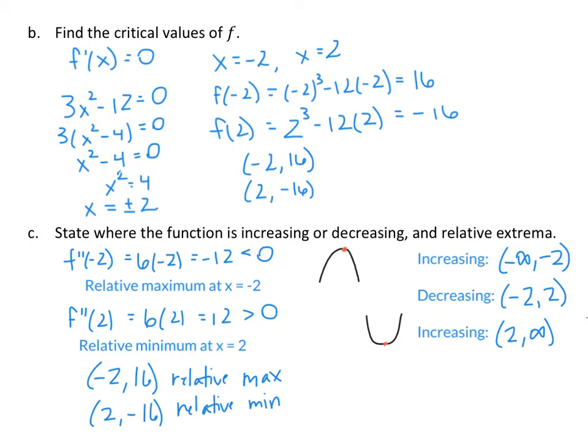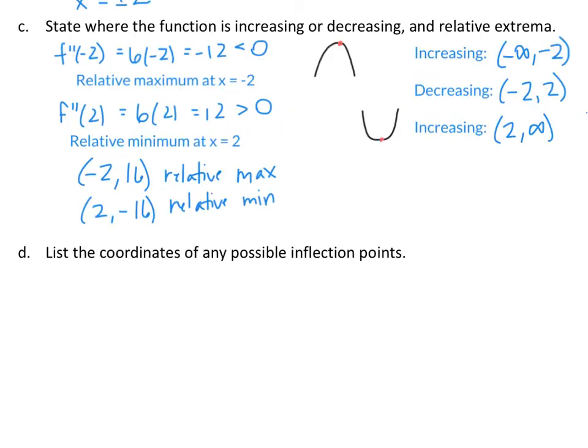So we have our intervals of increasing and decreasing, and then we know that our relative maximum occurred at negative 2, and we already found what that maximum value is. It is 16. We found that in part B. And then our relative min occurs at x equal 2, and we found what that relative minimum is. It is negative 16.